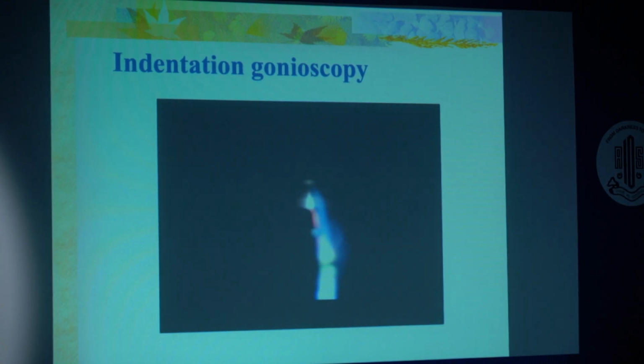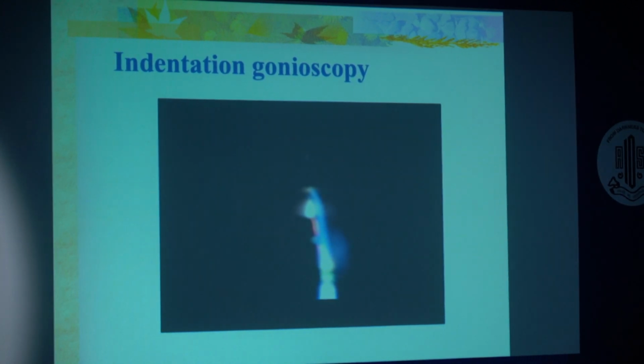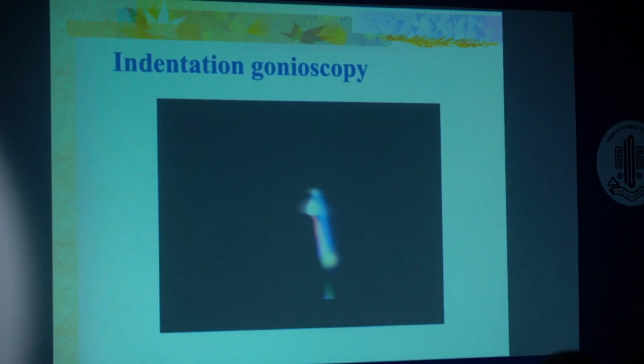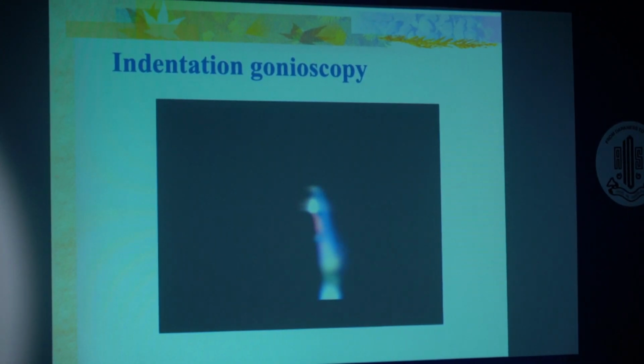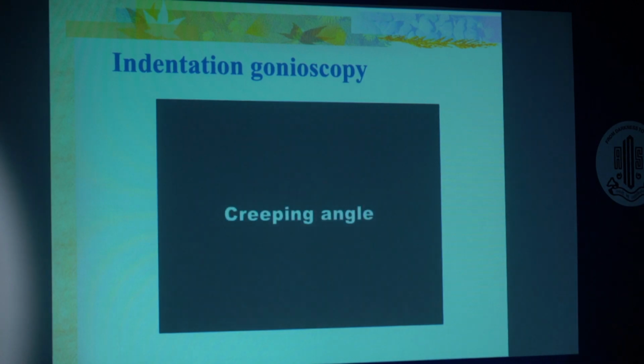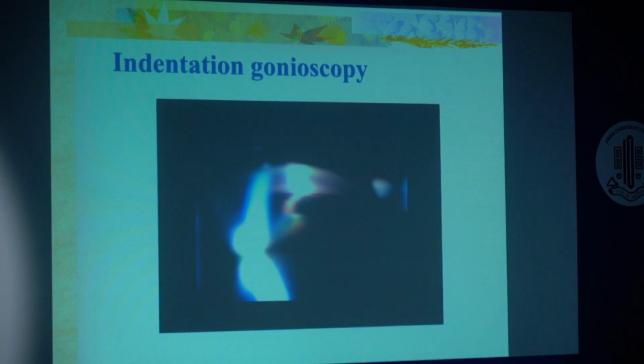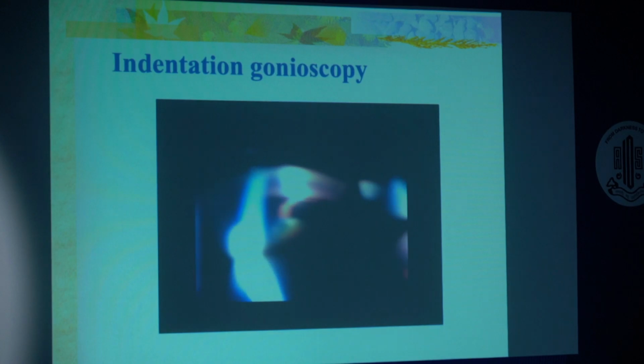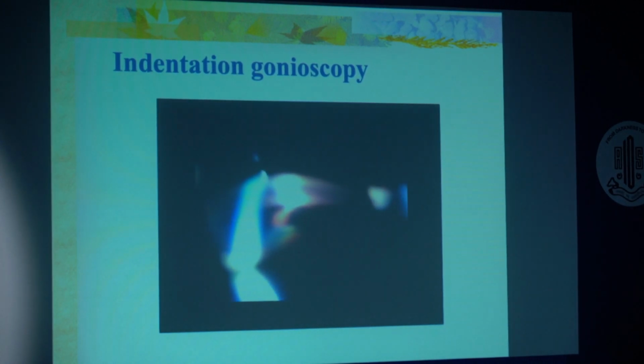Next we'll see this plateau iris syndrome, and next the creeping angle. So I tell you, one area is closed. See this area, what you see is the pigmented Schwalbe's line, and this is the pigmented trabecular meshwork.